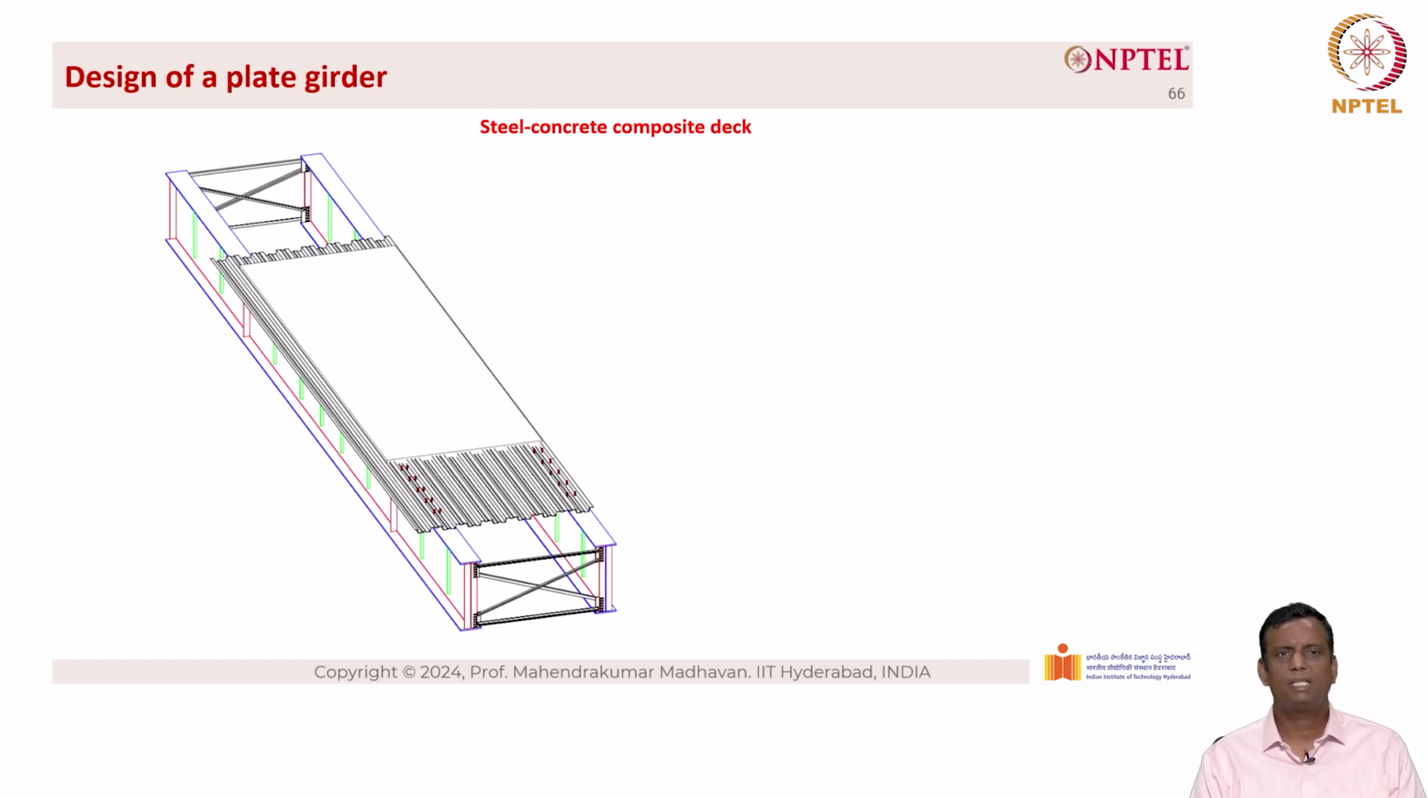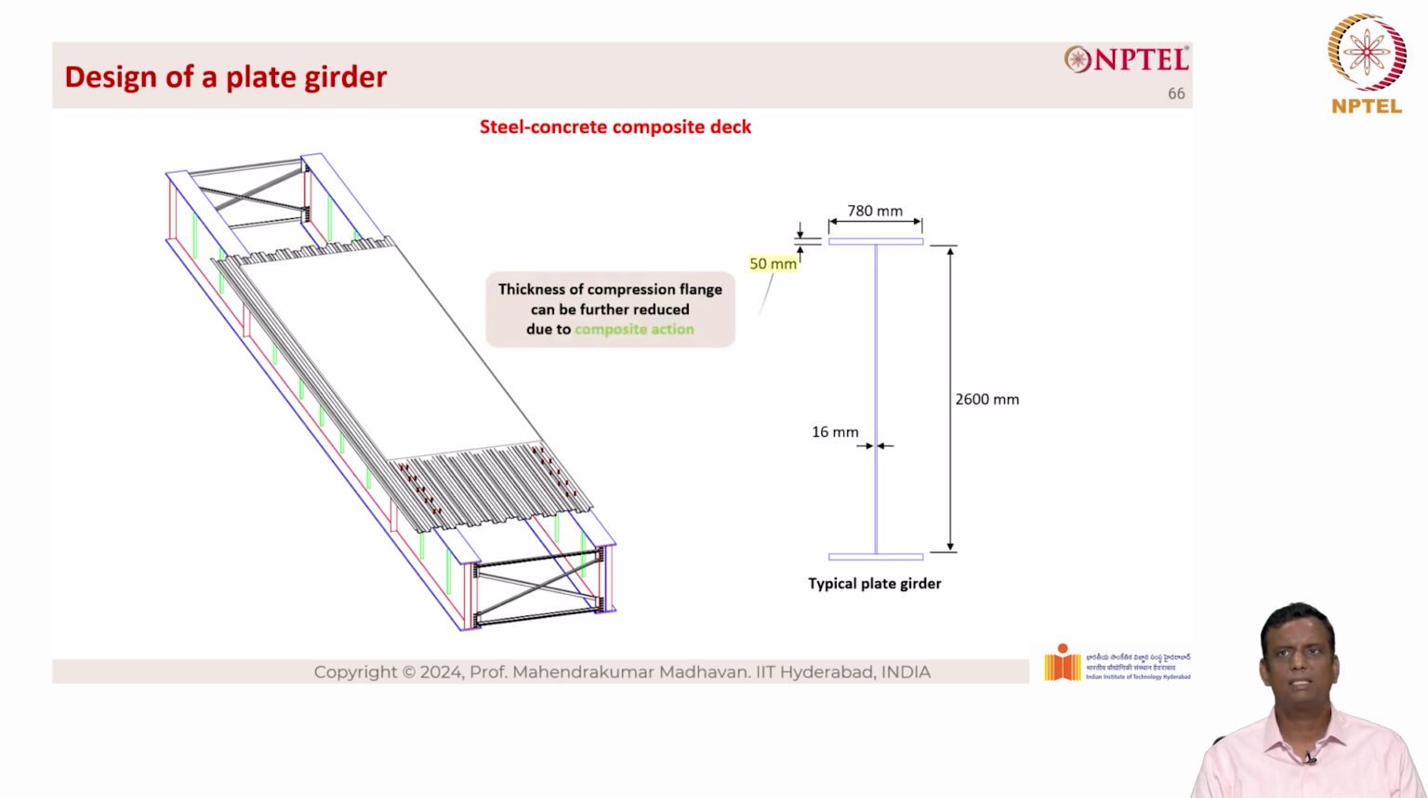The deck is basically a cold form steel whose thickness typically varies from 0.9 mm to 1.1 or 1.2 mm depending upon the requirements. And on top of it, then you put the shear studs with the help of a shear stud gun. And you can see the typical plate girder shown on the right hand side. The thickness of the compression flange here is given as 50 mm and the width of the compression flange is shown as 70 mm, but this can be further reduced due to composite actions.